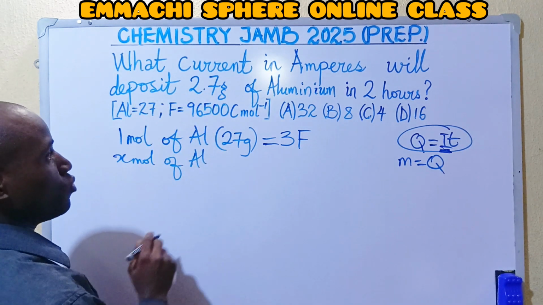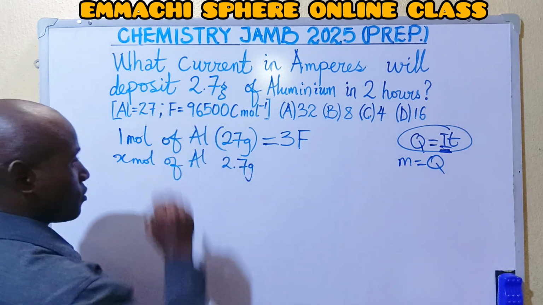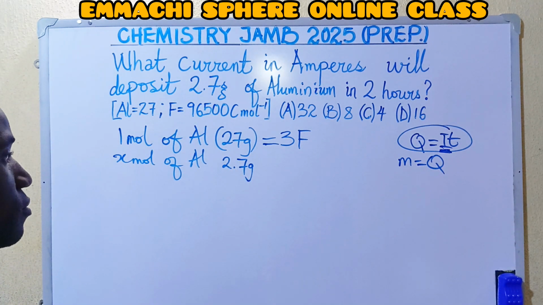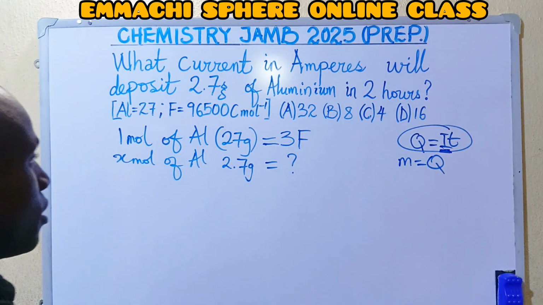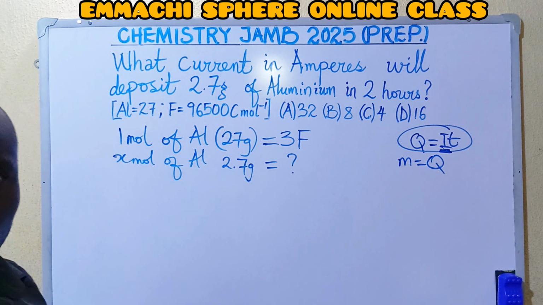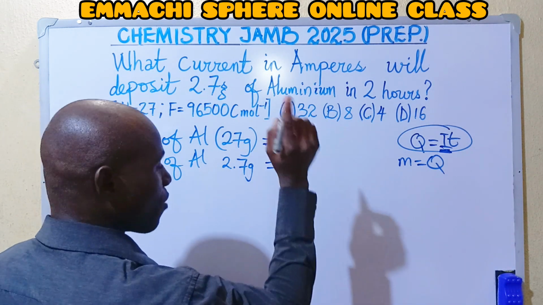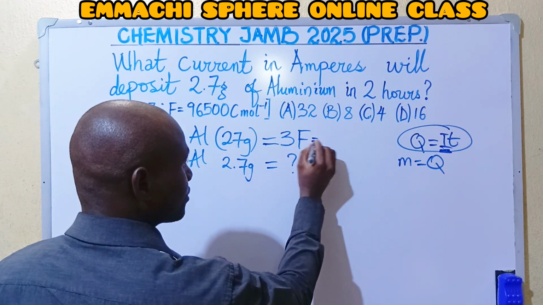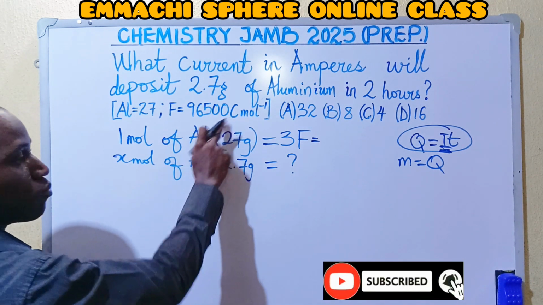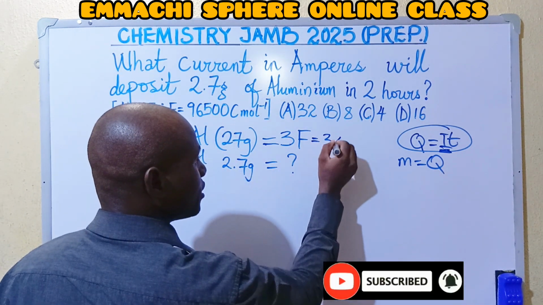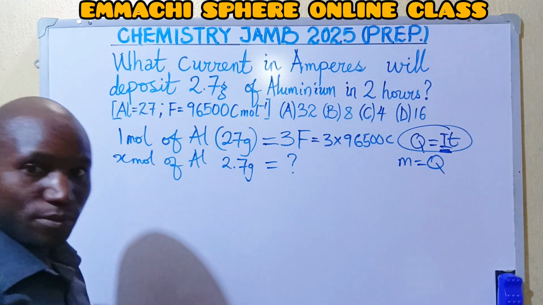From the mass, we can note that it is 2.7 grams. Now, it will give us how many Faradays, that is the quantity of electricity. We just go direct in coulombs. Since this is 3 Faradays and 1 Faraday is the same as 96,500 coulombs, this is the same as 3 times 96,500 coulombs. I hope that is clear.